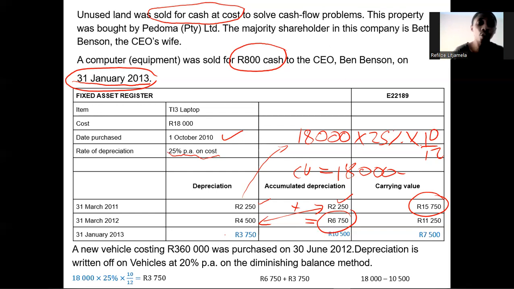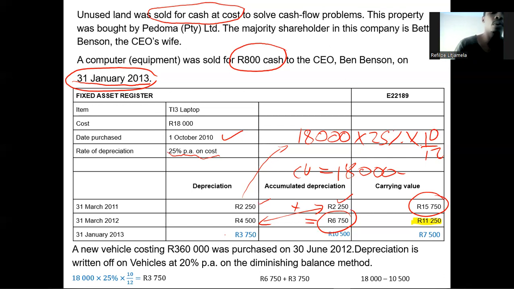Note that the beginning of the year for the 2013 financial year is the 1st of April 2012. That tells you that this 11,250 here is the opening balance of accumulated depreciation for the year ending 31st of March 2013, because that year will start on the 1st of April 2012. So accumulated depreciation at the beginning of the year for this equipment that has been sold will be 11,250. We'll come back to that shortly.